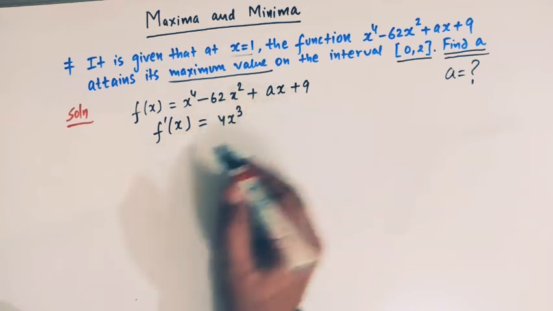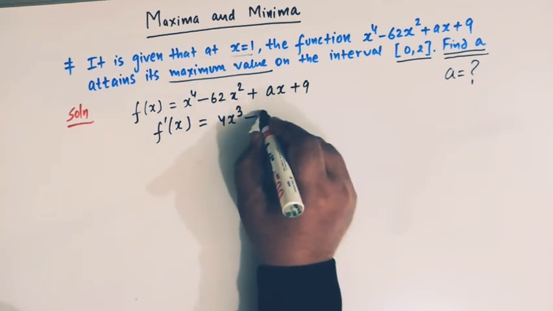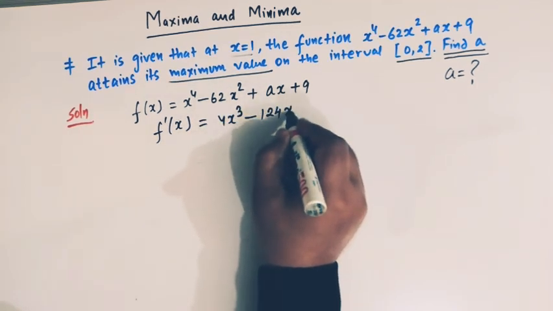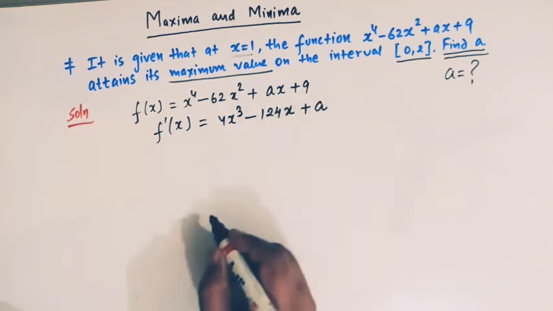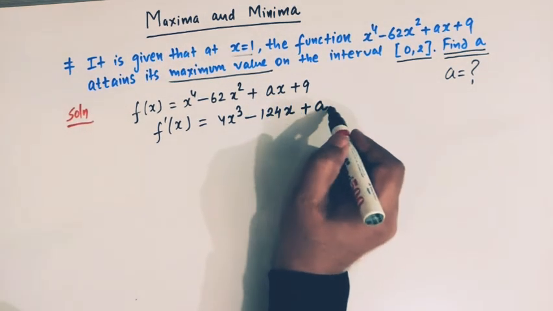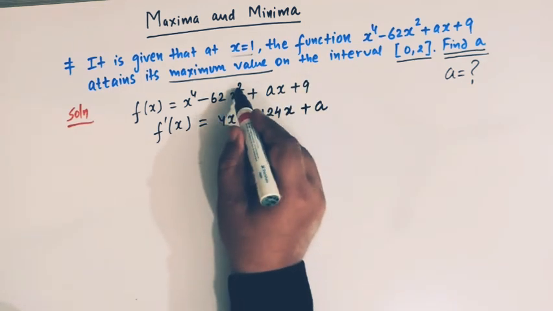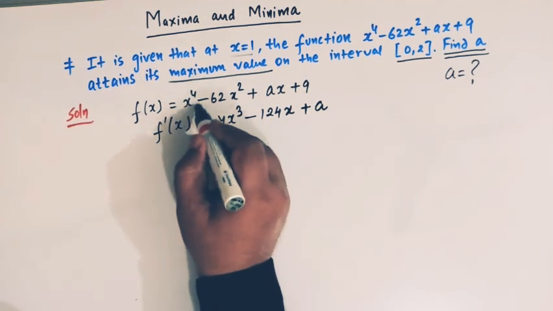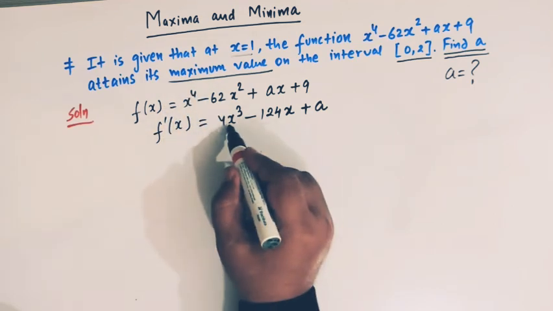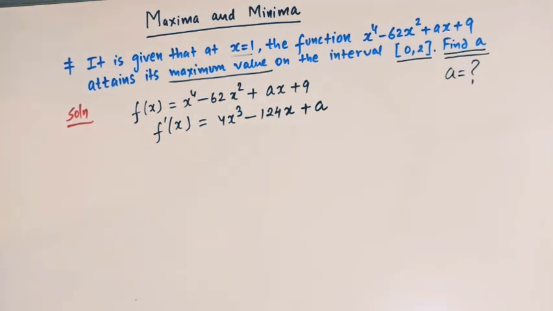4x cube minus 124x plus a, right? The derivative of x is 1, and the derivative of 9 is 0, and the derivative of x square is 2x, and the derivative of x raised to 4 is 4x cube, right?